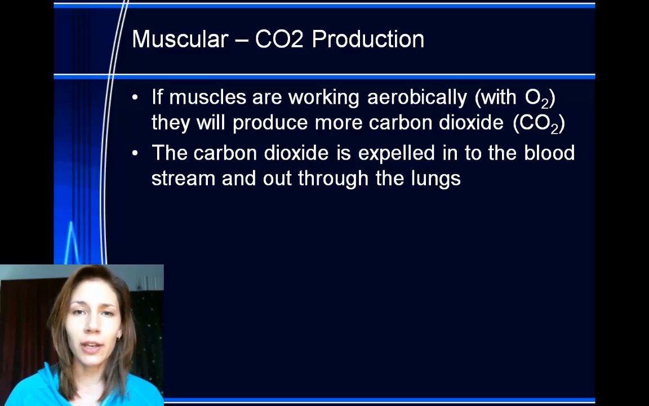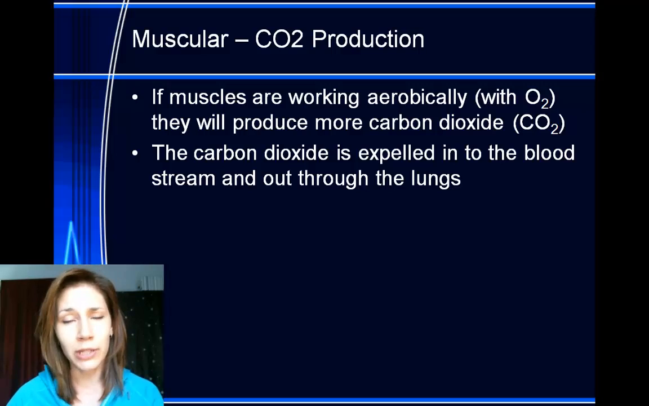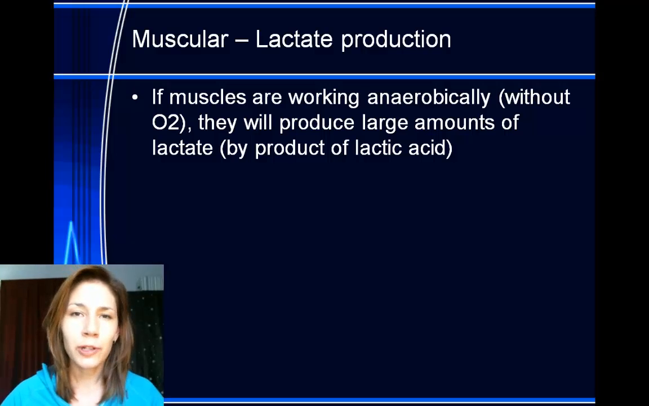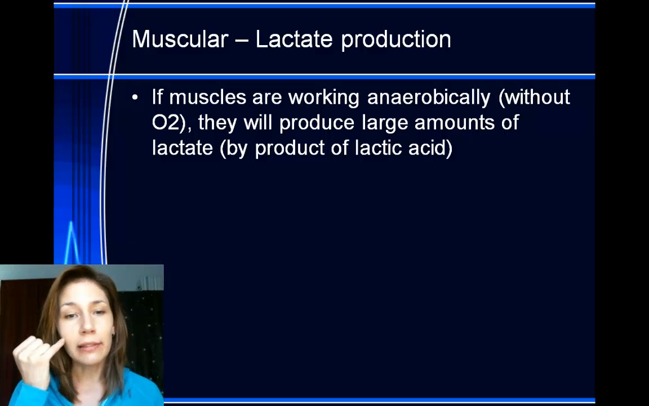CO2, or carbon dioxide, also has an increase in production when you exercise. It's a byproduct of when the body uses oxygen to create energy, or ATP. When you exercise, the carbon dioxide will leave the muscles, enter the bloodstream, and the bloodstream will take it to the lungs where you breathe it out. And lactate production: lactate is a byproduct of lactic acid. If you are working anaerobically, so without oxygen, then you will start to create large amounts of lactate.